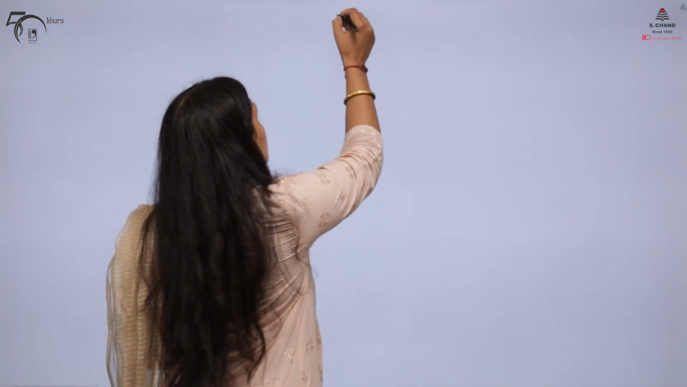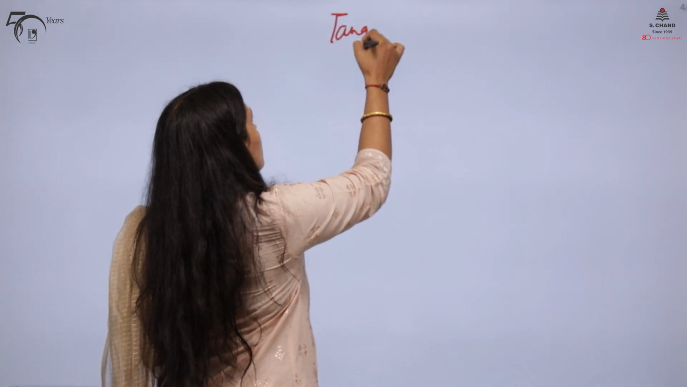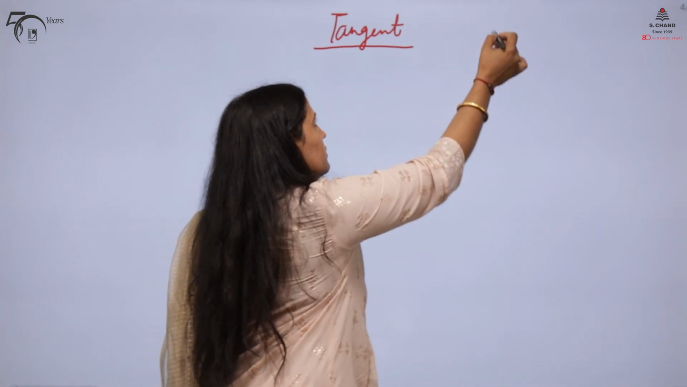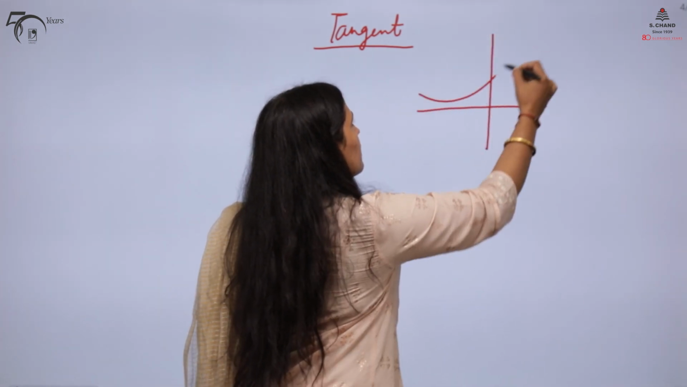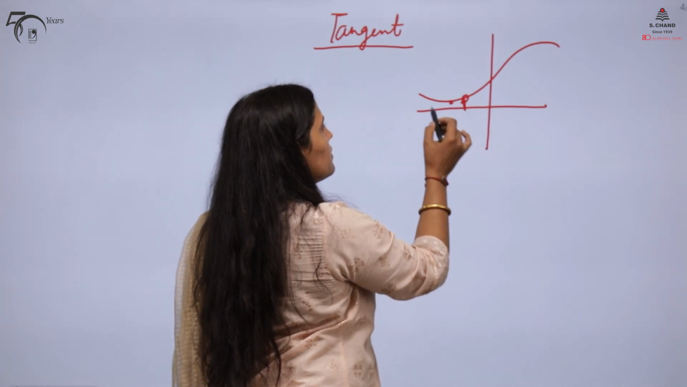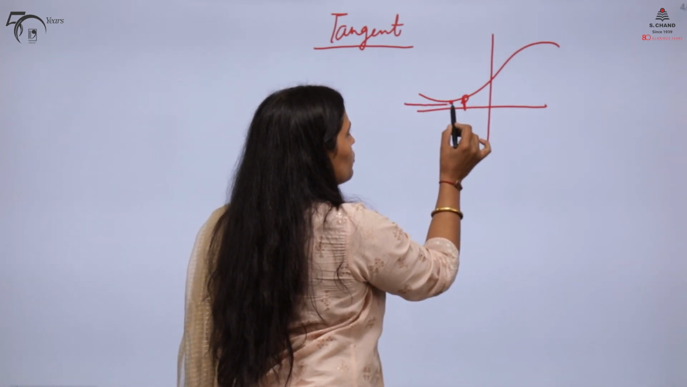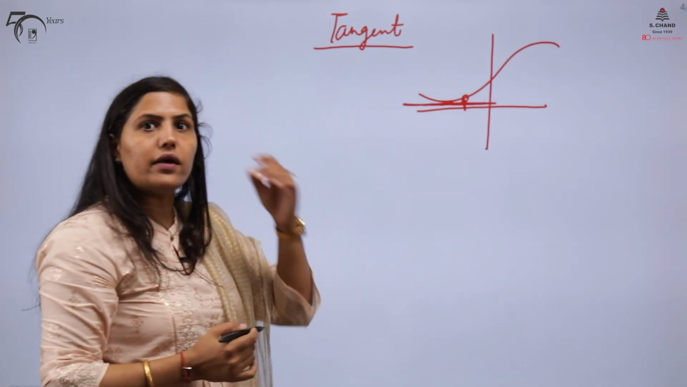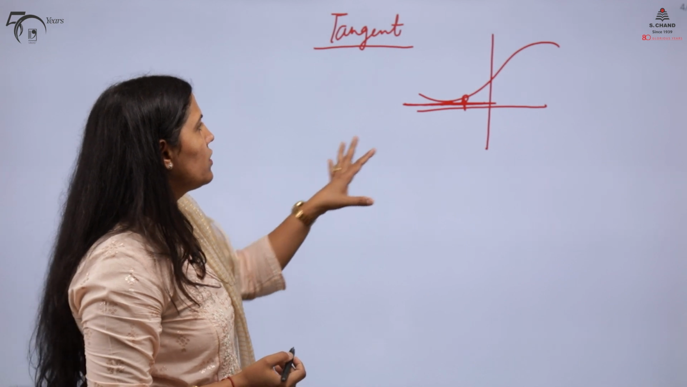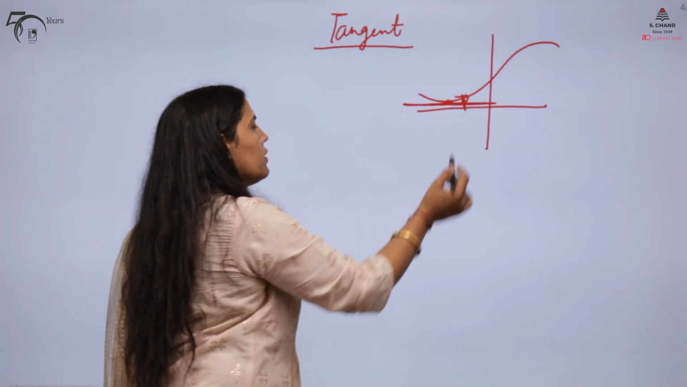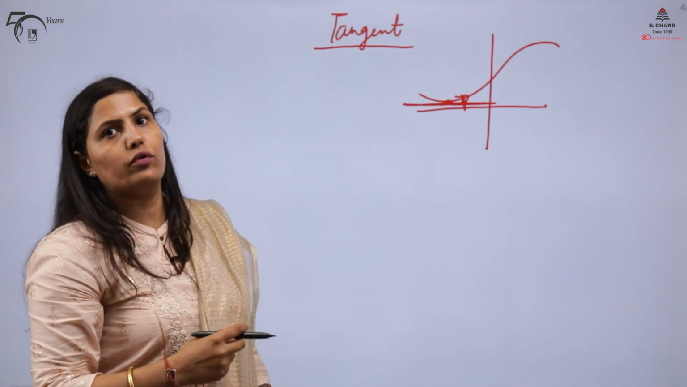So let's start with the topic tangents and normals. What is a tangent? Suppose you have this curve, and suppose this is the point. The tangent is touching this curve at just one point only. This is graphically how a tangent looks, but theoretically, suppose you have a point and a curve, how will you find the equation of the tangent?